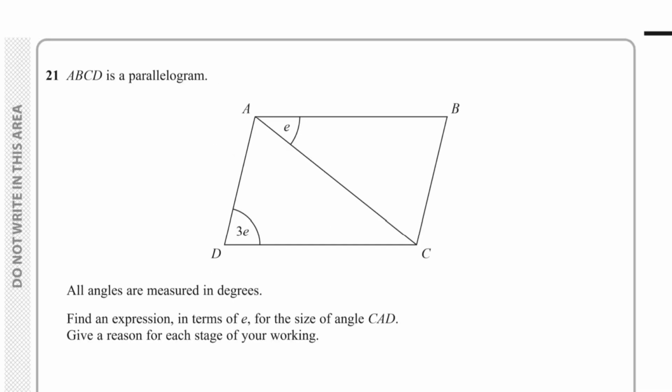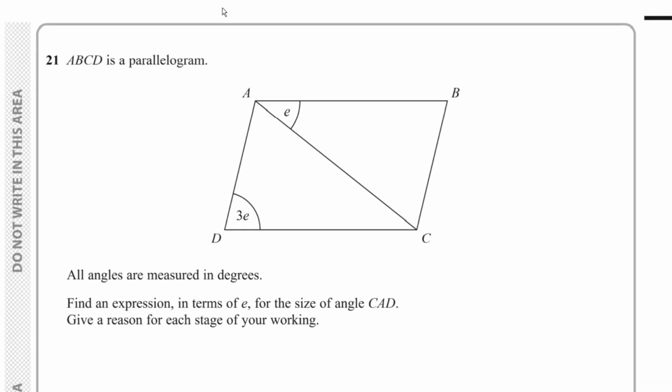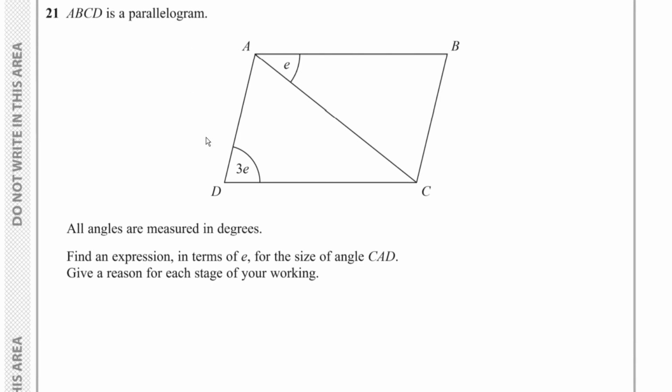Question number 21. ABCD is a parallelogram. All the angles are measured in degrees. We have to find an expression in terms of E for the size of the angle CAD. Give a reason for each stage of your working. So, we need to find CAD.